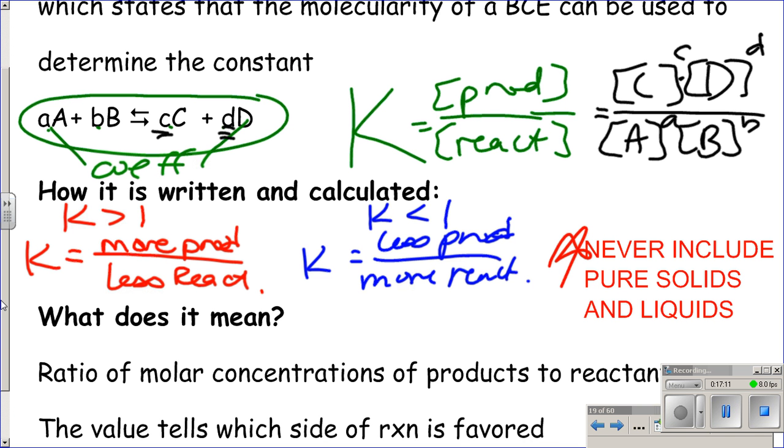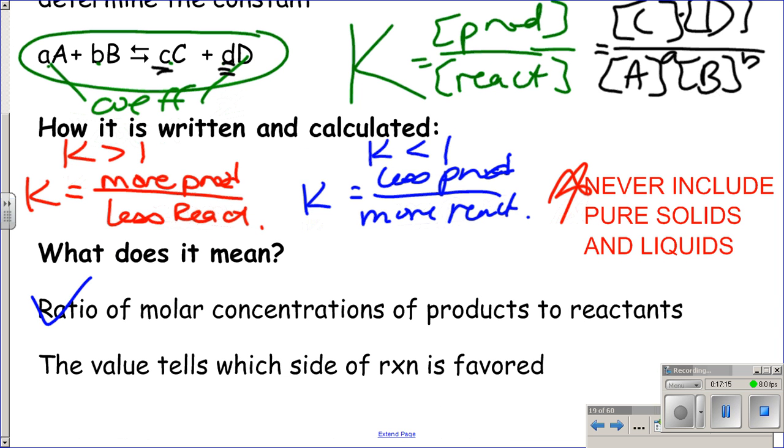This bottom stuff, we've already talked about. I'm not going to have you write it down. Molar ratio, molar concentration ratio, top and bottom. Which side of the reaction is favored? We just talked about that too. So let's do some examples.